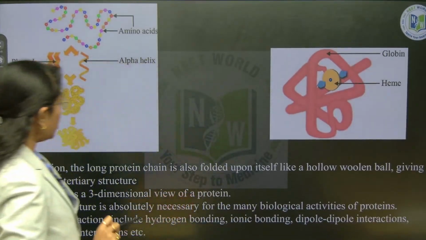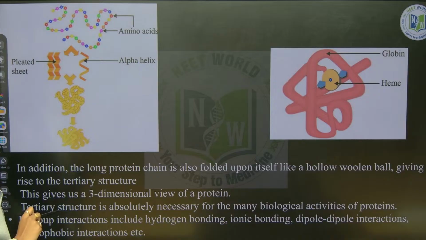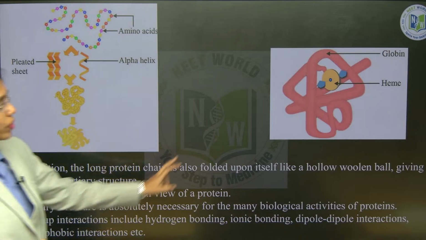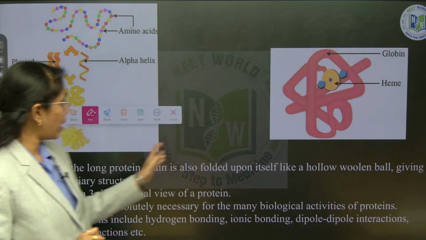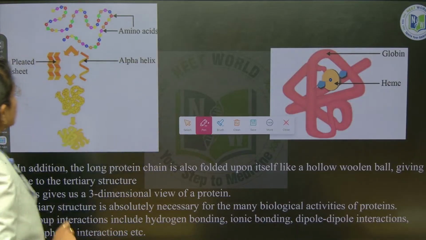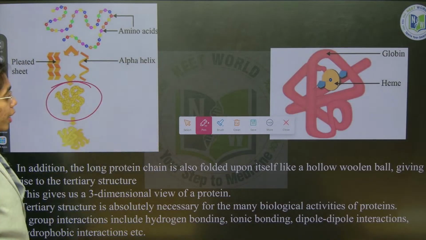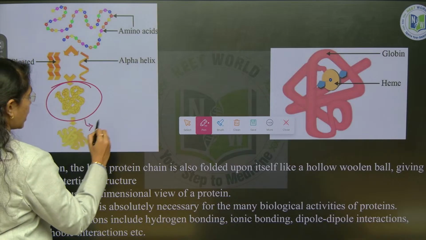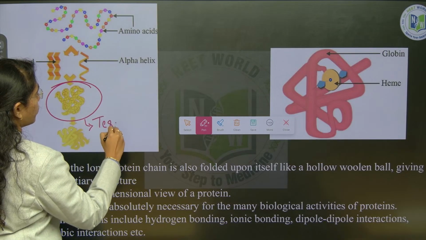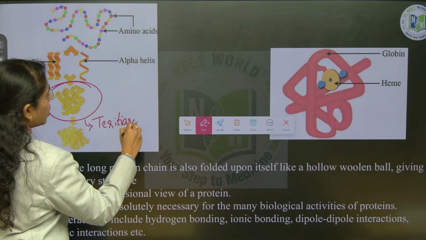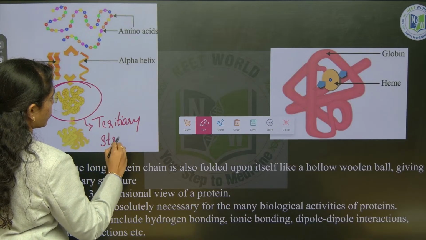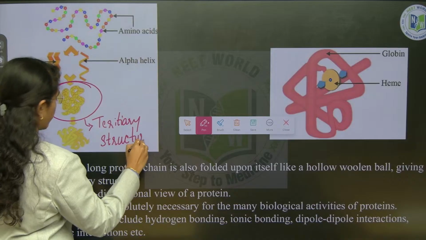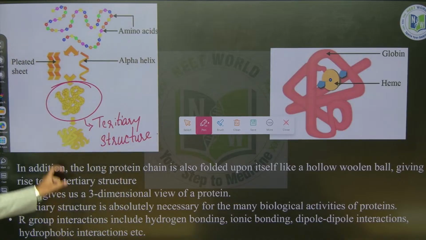In addition, the long protein chain is also folded. This long protein chain, either alpha helix or beta pleated sheet, is further folded into a woolen ball like structure, giving you what? Tertiary structure of protein. Here you see tertiary structure. This is the 3-dimensional structure of protein.